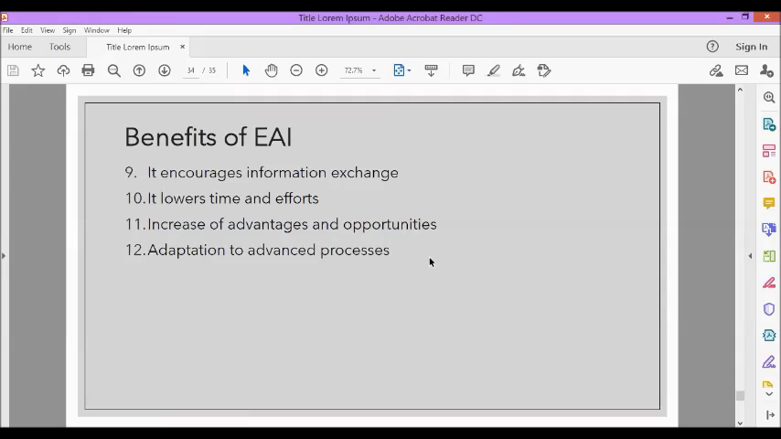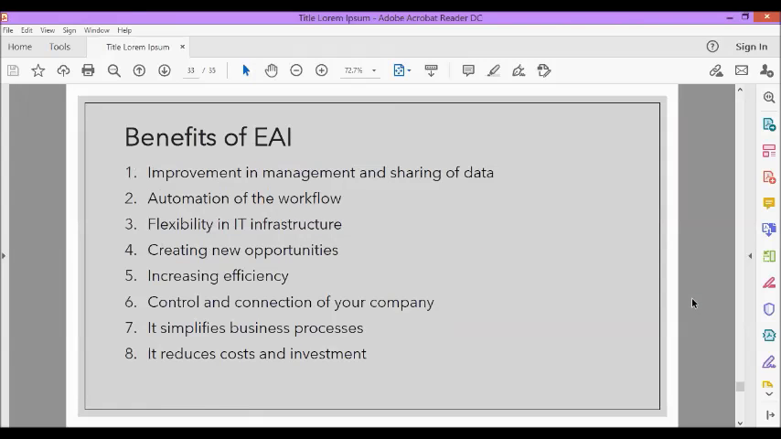So with EAI, it is much easier to track and analyze various businesses processes so as to understand how they work and how to control them. So these are the various benefits of EAI.